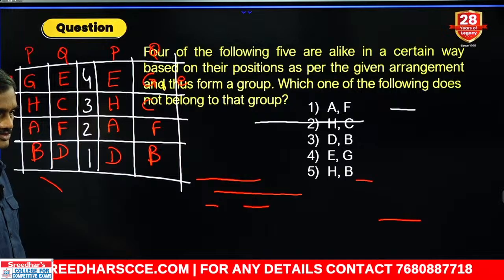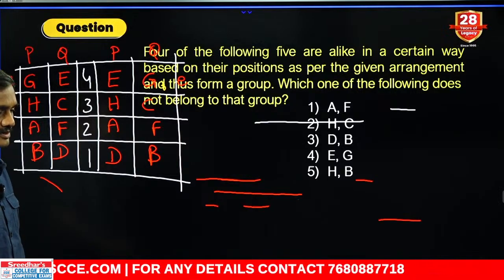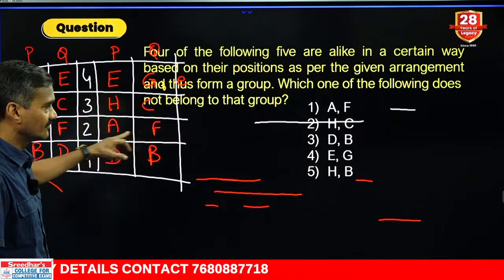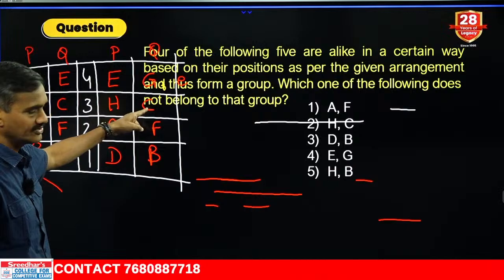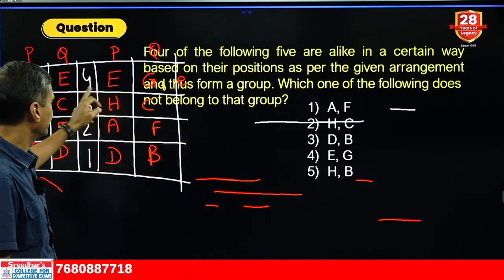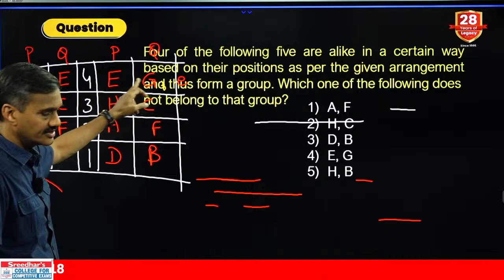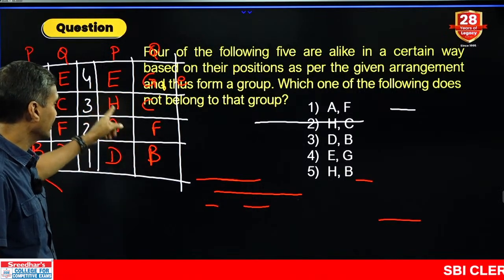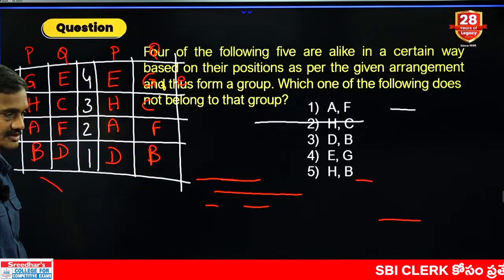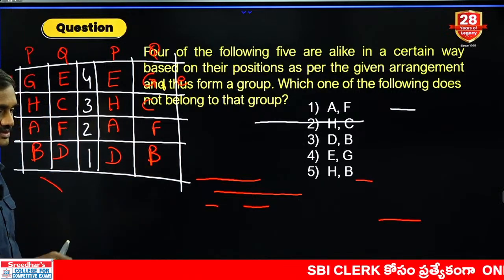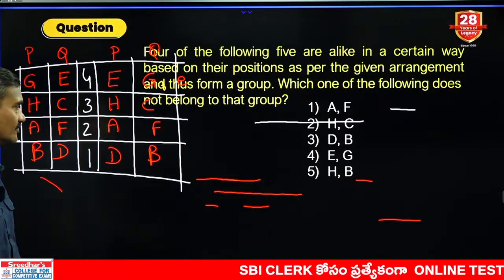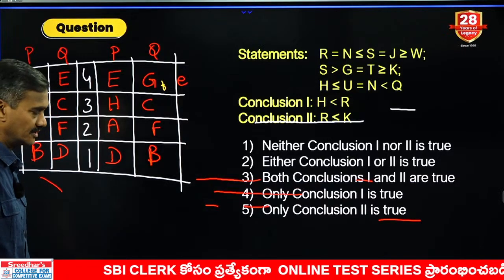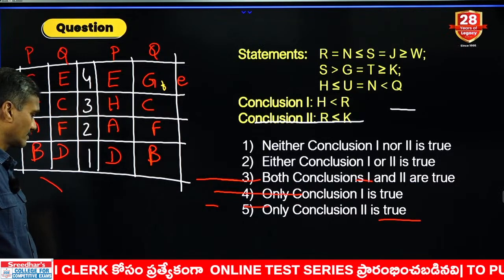Good. Now here, choice 1: A and F are living on the same floor, and H and C are also living on the same floor. Choice 3: D and B are living on the same floor. E and G, choice 4, they are living on the same floor. H and B, they are living on different floors. Does it fit or not? Hence except choice 5, the remaining 4 persons are living on the same floor. Choice 5 is the answer, question number 4. Clear?